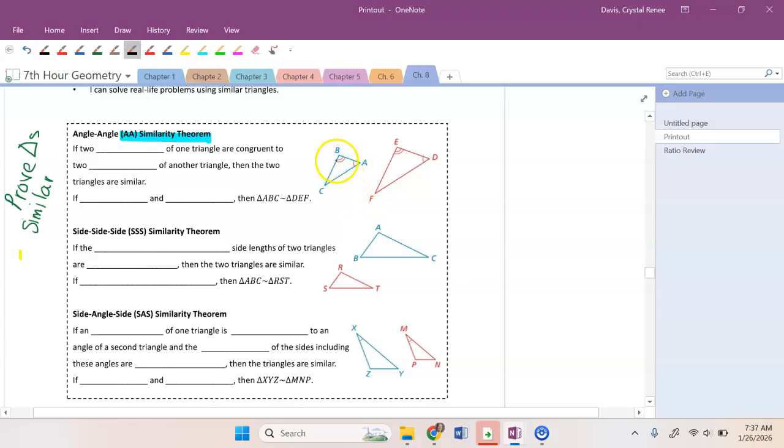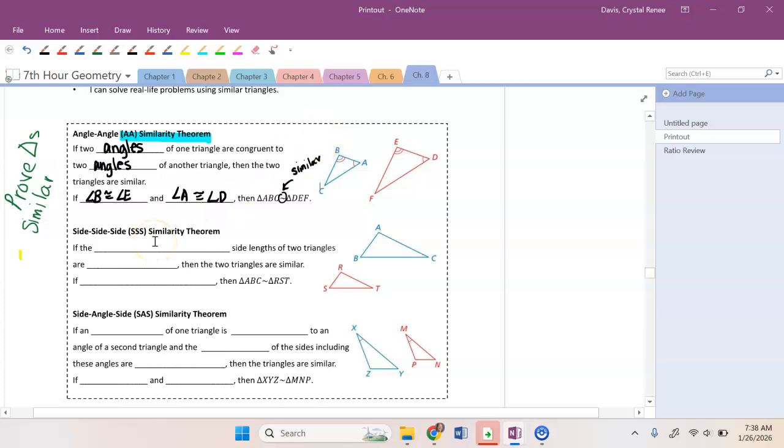Ultimately, what we're thinking of is if we can get two angles of one triangle congruent to two angles of the other, that's all we need to prove that the triangles are similar. So if two angles of one triangle are congruent to two angles of another triangle, then the two triangles are similar. In this case, if angle B is congruent to angle E, which is shown, and it also shows that angle A is congruent to angle D, we need to know nothing else to know that these triangles are similar. And remember, here's the symbol for similar.